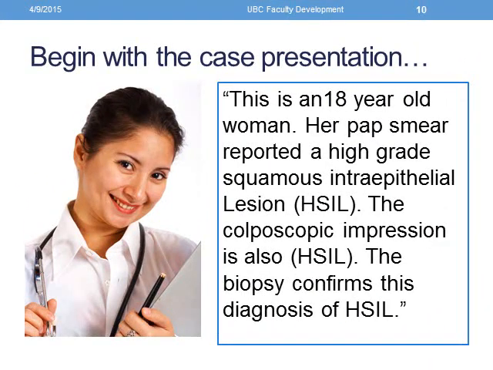Let's walk through this framework with a clinical example. As I'm a gynecologist, I will use an example of an 18-year-old woman who presents to my clinic with an abnormal pap smear. The learner presents the following. This is an 18-year-old woman. Her pap smear reported a high-grade squamous intraepithelial lesion. The colposcopic impression was the same, and the biopsy confirms the diagnosis of a high-grade squamous intraepithelial lesion.